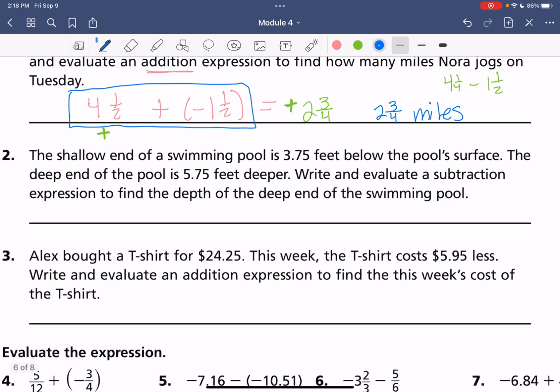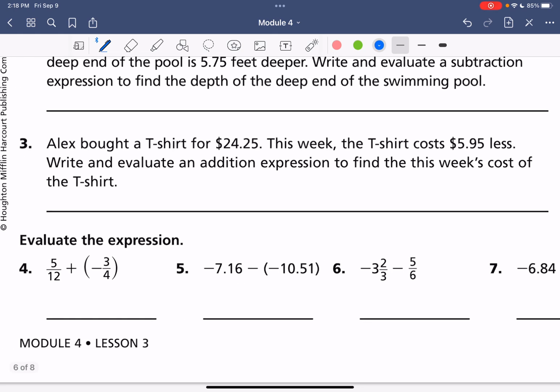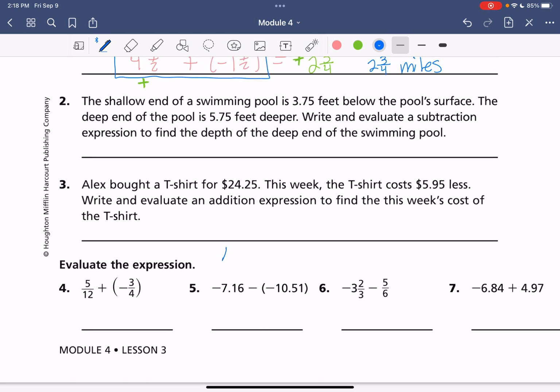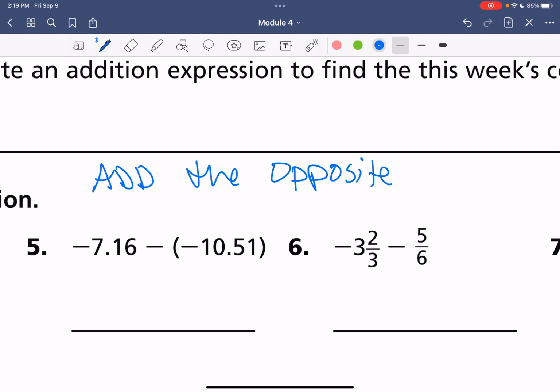All right, so let's go down here and practice some number problems. So we have some fractions, some decimals, some mixed numbers. When you are working through these problems, anytime you see a subtraction problem, you need to add the opposite. So you need to figure out which one of these needs to add the opposite. So on your paper, just look through this. Which ones are we going to add the opposite? 5 and 6. These are subtraction problems. So we are going to change both of these to addition. That's the add part. The opposite is changing that second number.